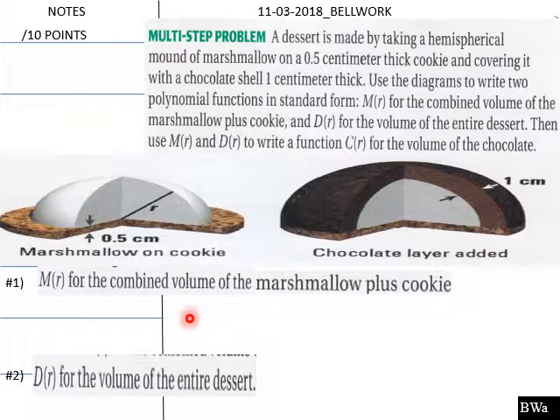Okay, welcome back. We're going to have our solutions now for this bell work. A dessert is made by taking a hemispherical amount of marshmallow on a 0.5 centimeter thick cookie, covering it with a chocolate shell 1 centimeter thick. Here's a good diagram. Use the diagrams to write two polynomial functions in standard form: M of r for the combined volume of the marshmallow plus cookie, and D of r for the volume of the entire dessert.